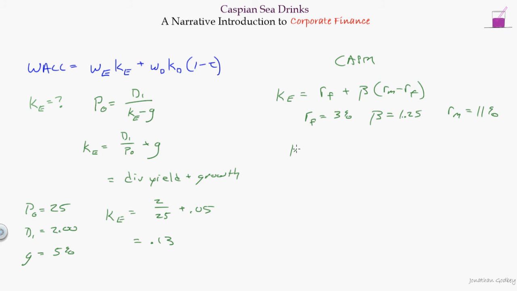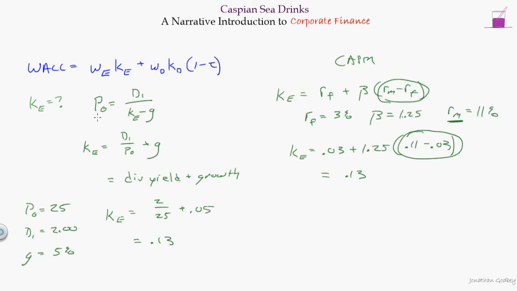So then the cost of equity is equal to 0.03 plus 1.25 times (11% minus 3%), which is equal to 13%. The one word of caution: note that 11% is the return on the market. The whole thing, the 11% minus 3%, is the market risk premium, so don't get those confused.